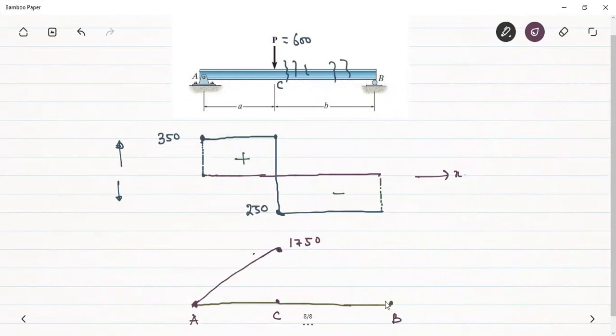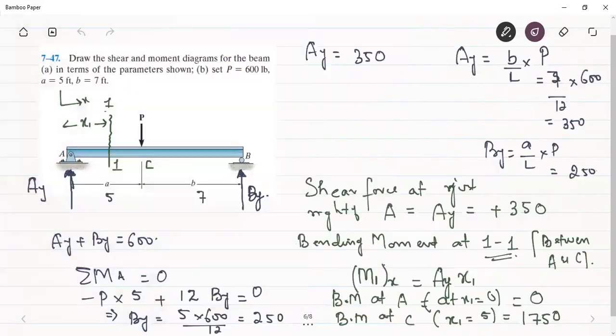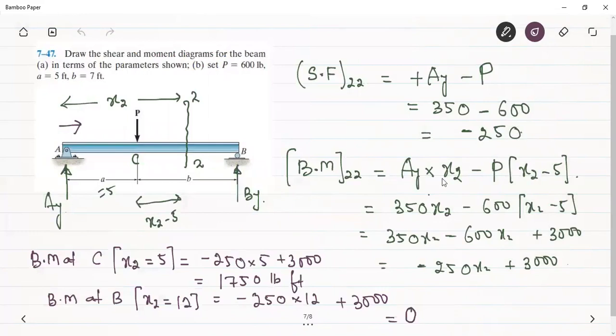What was the bending moment at B? It was 0. So again, in this section, which section? Section 2-2. What was the variation of the bending moment in the section 2-2? You can see that this was varying as minus 250 x2 plus 3000. It is the equation of a straight line.